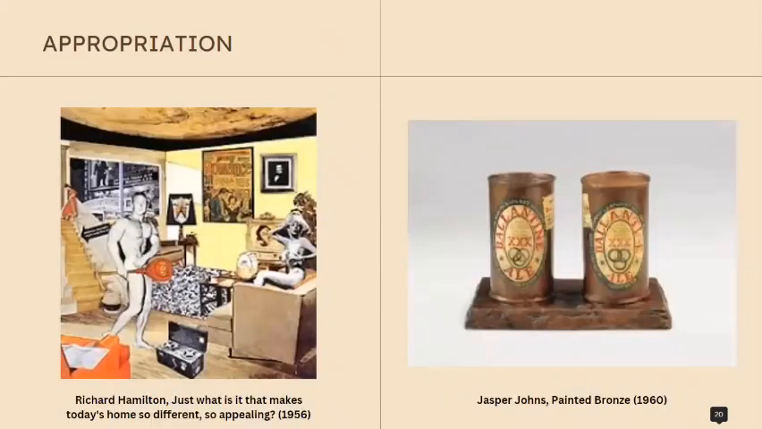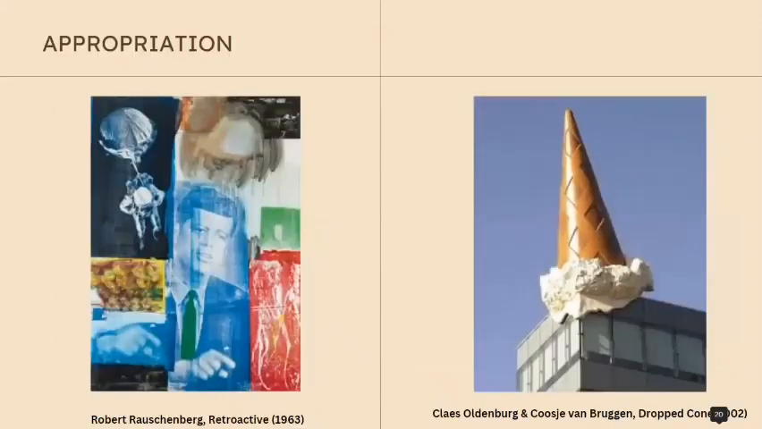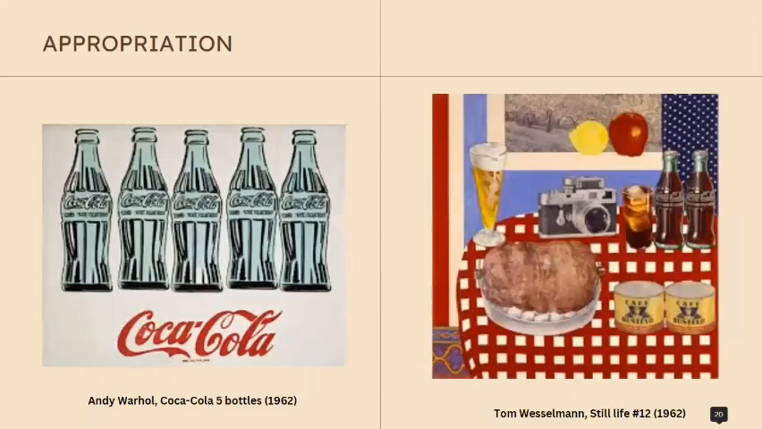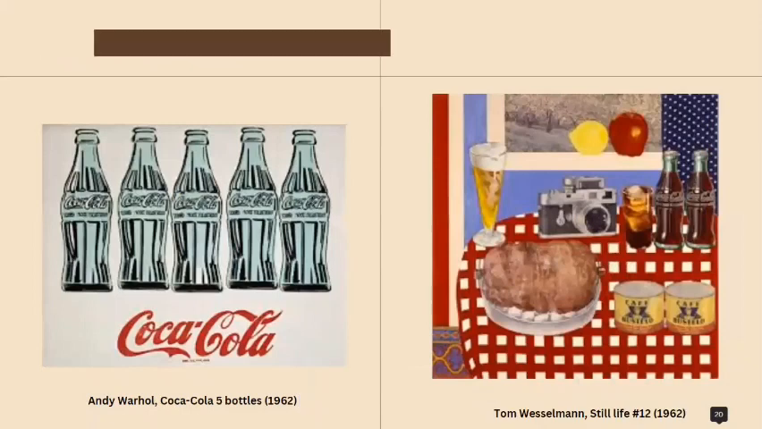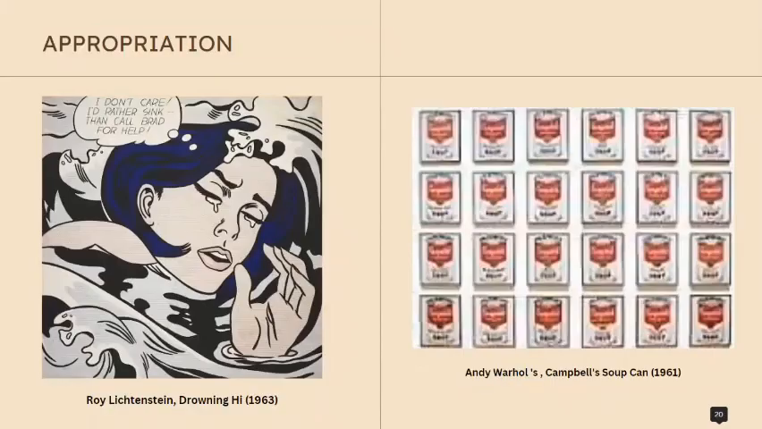Appropriation took on new significance in mid-20th century America and Britain with the rise of consumerism and the proliferation of popular images through mass media outlets, from magazines to televisions. Appropriated images and objects appear extensively in the pop art of Jasper Johns, Robert Rauschenberg, Claes Oldenburg, Andy Warhol, Tom Wesselmann, and Roy Lichtenstein.